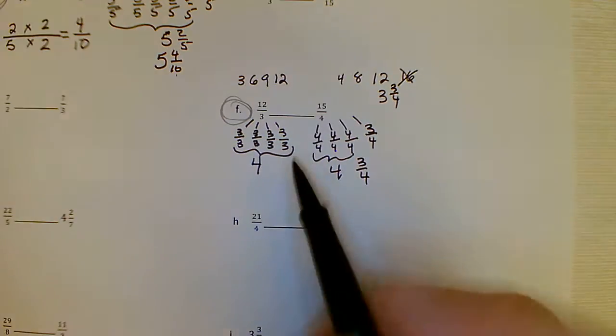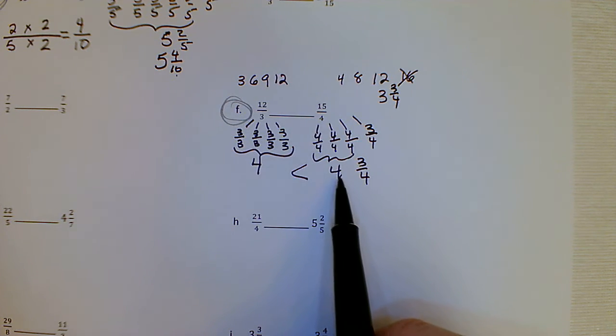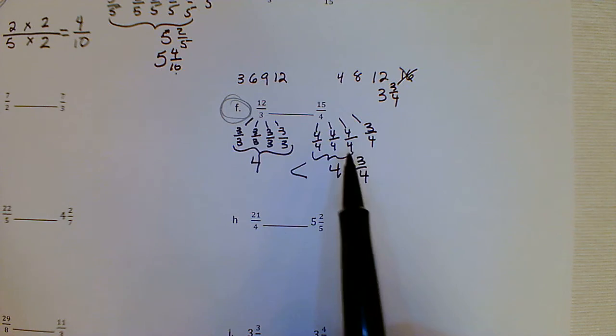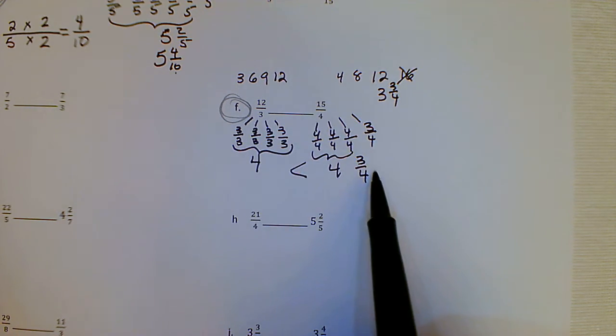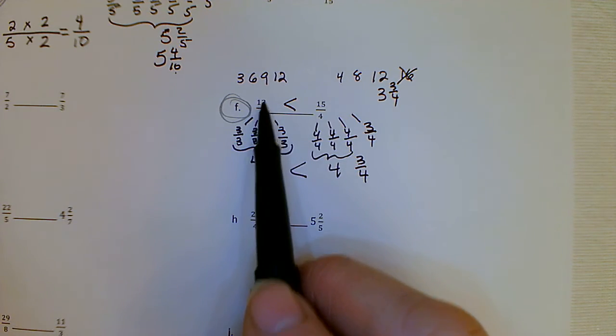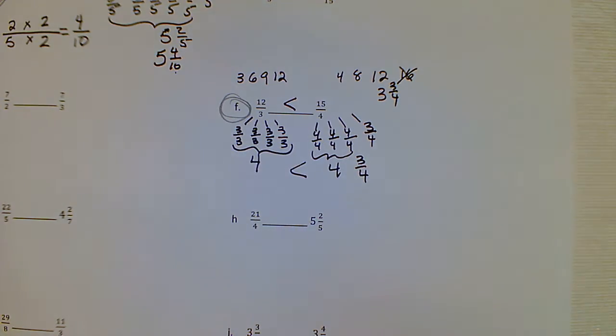And by doing this, I can clearly see that here I have 4, here I have 4 and some more, 3 fourths, almost actually 5. So I know that 4 and 3 fourths is greater than 4, or 4 is less than 4 and 3 fourths, but we always want to compare the original numbers, and here we have 12 thirds is less than 15 fourths.